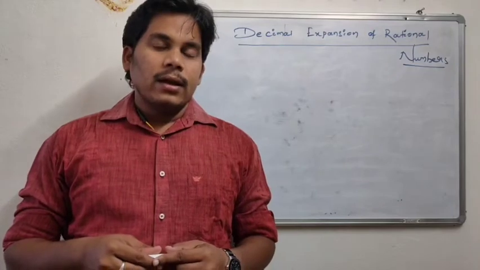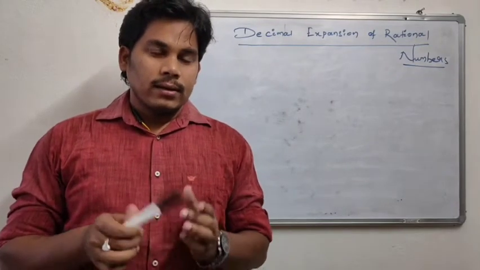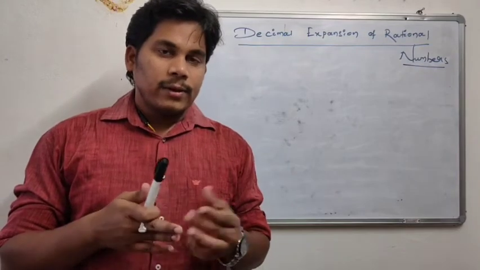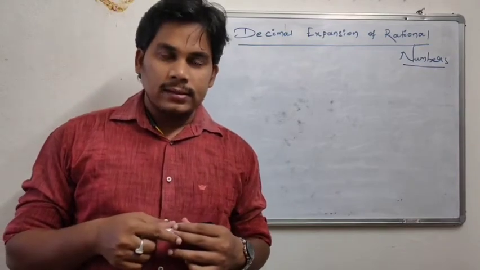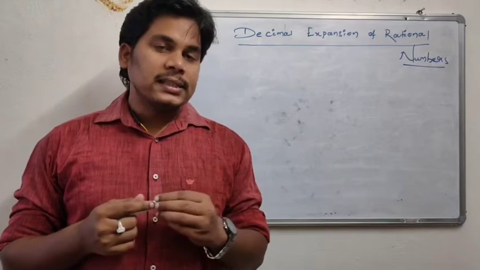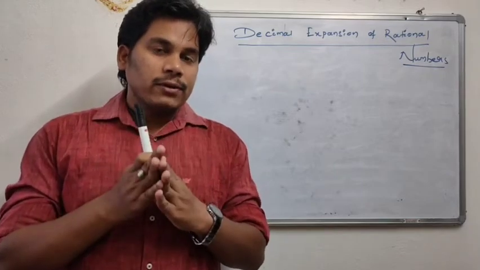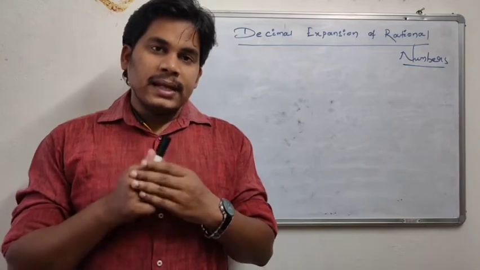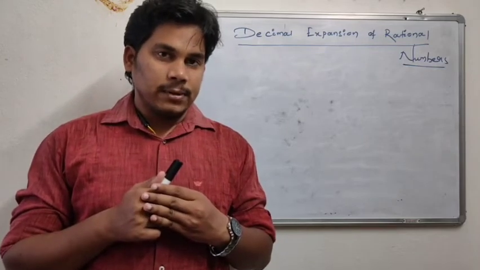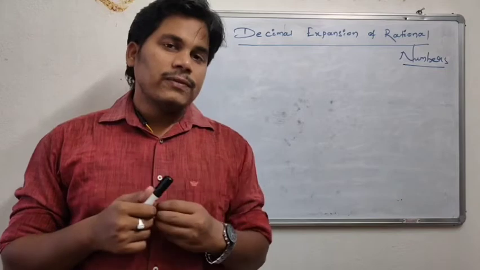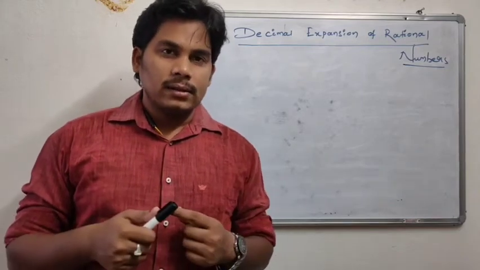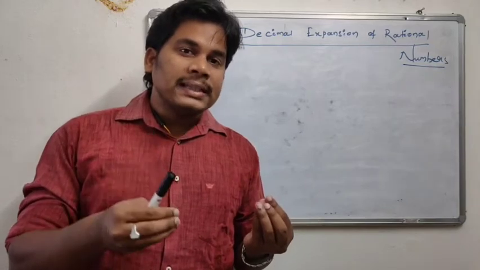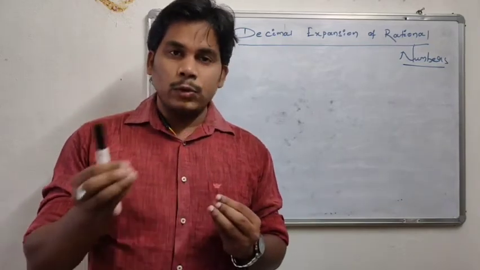Today we shall discuss the last concept of your class 10th mathematics from the chapter on real numbers. First of all, we will discuss rational numbers and the decimal expansions of rational numbers. First of all, we shall discuss what is a rational number. A rational number is a number which can be represented in the form of p by q, where q is not equal to 0.